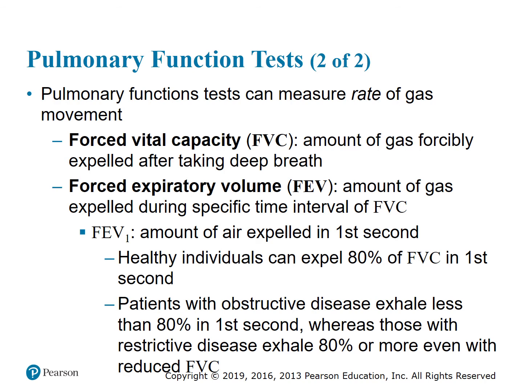Healthy individuals can expel 80% of the FVC in the first second, and patients with obstructive disease exhale less than 80% in the first second, whereas those with restrictive disease exhale 80% or more even with reduced FVC, or forced vital capacity.